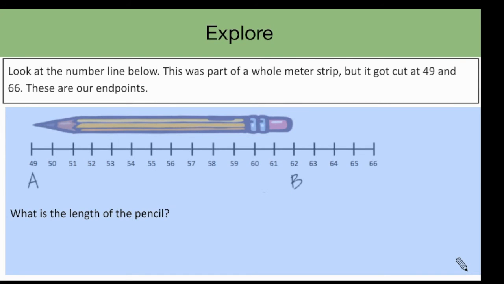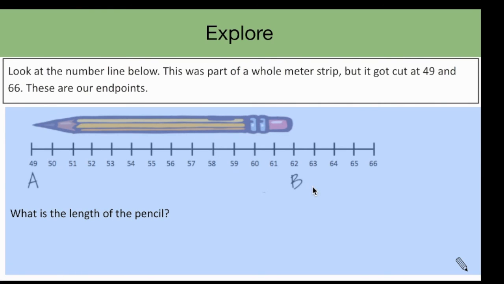All right, let's look at another example from today's lesson. It says, look at the number line below. This was part of a whole meter strip, but it got cut at 49 and 62. These are our endpoints. What is the length of the pencil? We are trying to figure out what is the distance between 49 and 62. This number line, or this part of the meter strip, does not start from 0.